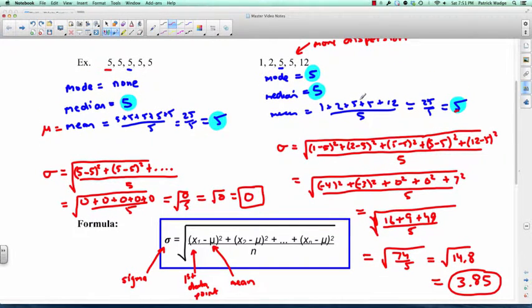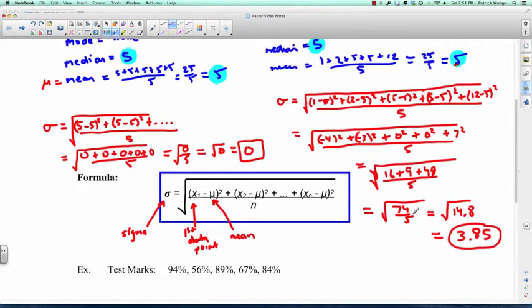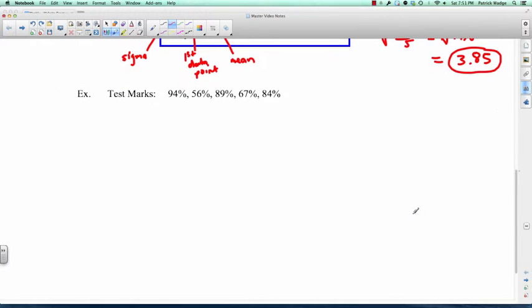Now, I hope your eyes are rolling around your head a little bit and you're going, look at all that work, that's crazy. That is a lot of work. We don't really want to have to do that. I do want you to understand it. I probably will ask you to do one simple question with about 4 data points, but there is an easier way to do it, and I am going to teach that to you.